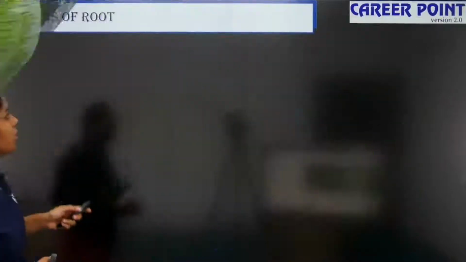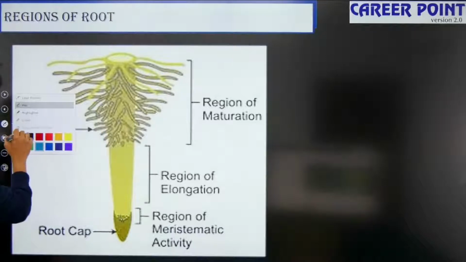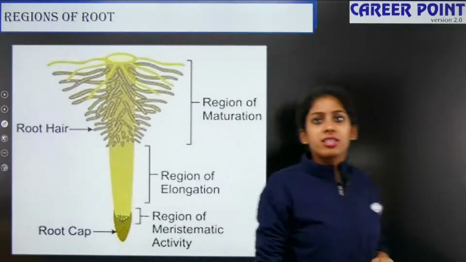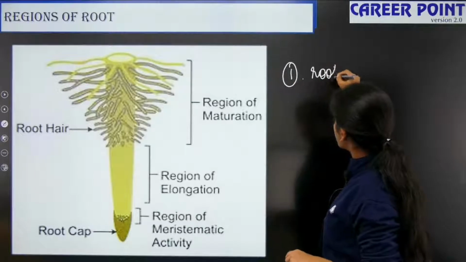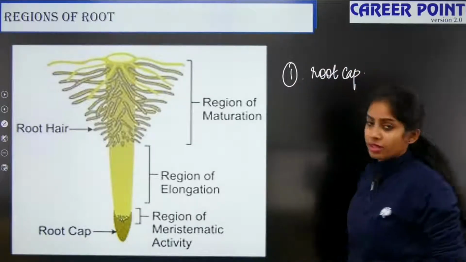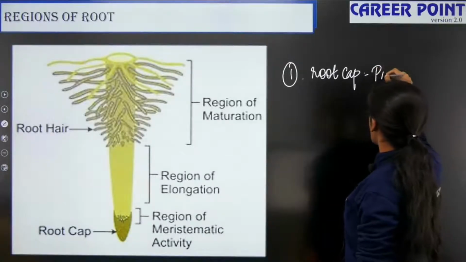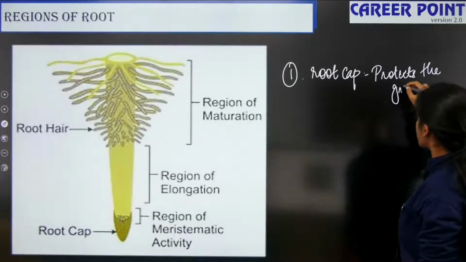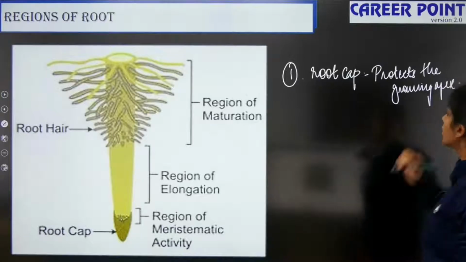Okay. So moving further, before we go and talk about the storage modification of the root, let's talk about the regions of the root. We have 4 regions in the root. So how does it start? The first region of the root is your root cap. Okay, it is at the tip and it protects the growing apex. So what is the function? It protects the growing apex of the root.